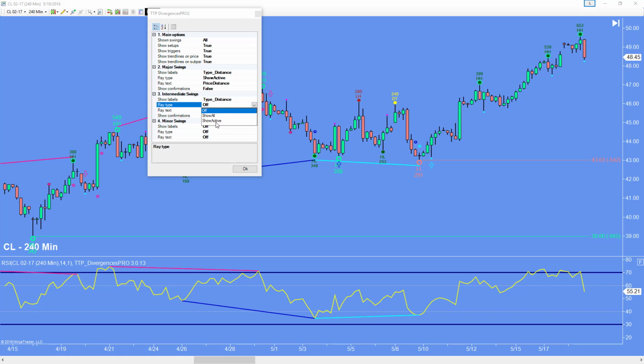So we can turn on all of the active rays from the previous intermediate swings. We can show the labels for the type and the distance move in the minor swings. And then we can show all of the previous rays from the minor swings that were broken or are still active. And we can do all of that from here from this user interface.